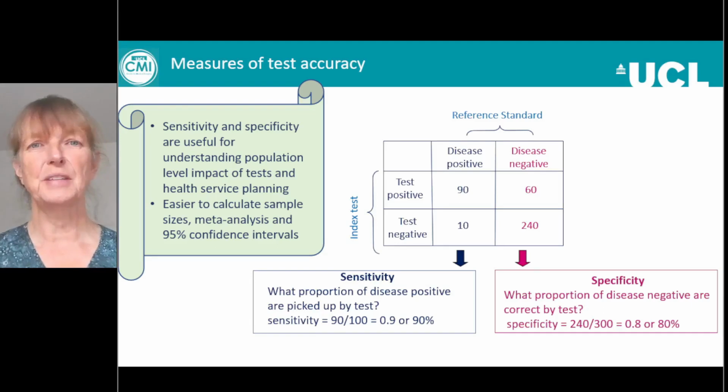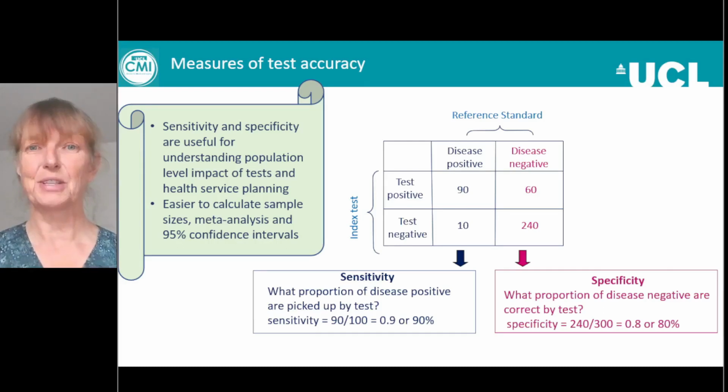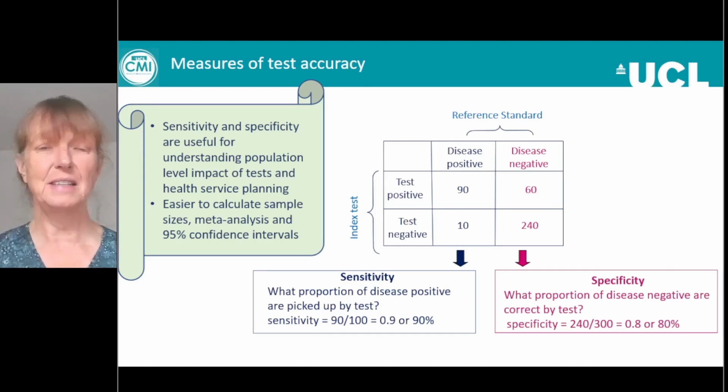And these are useful for understanding at a population level what the impact of the test is, and these are used for health service planning. I'd also let you know that it's easier to calculate sample sizes using sensitivity and specificity. It's easier to do meta-analysis and 95% confidence intervals as well. So these are quite often the measures that we use.